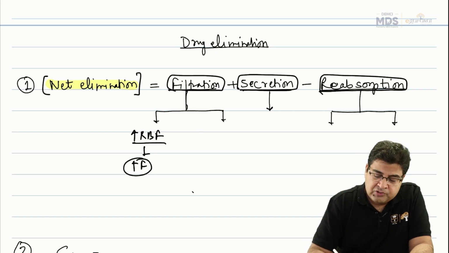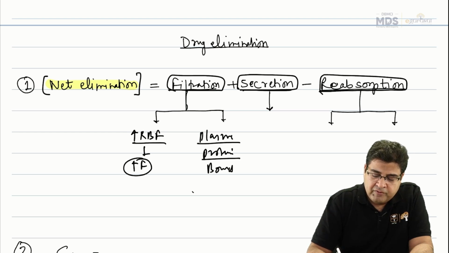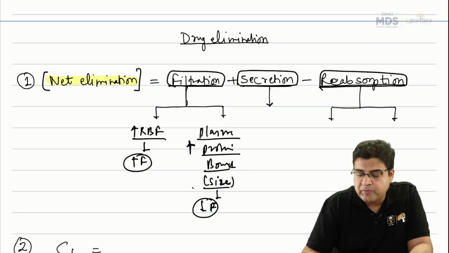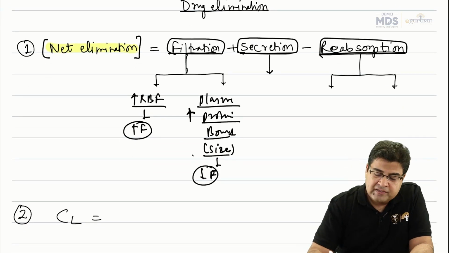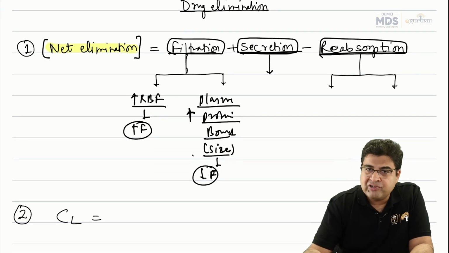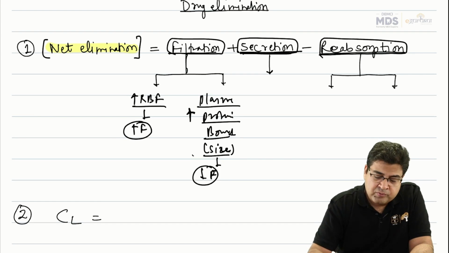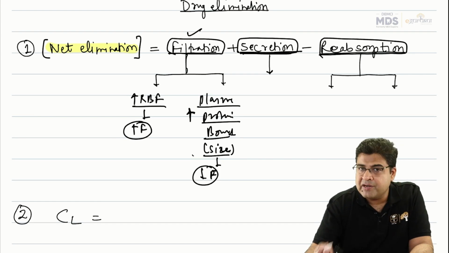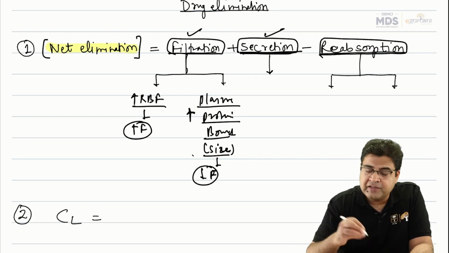Now filtration also depends upon the medicine's plasma protein binding. If a medicine is more plasma protein bound, the size of the molecule becomes big, so that molecule cannot be filtered out. So filtration is going to be less. Now the medicine secretion: the medicine is secreted directly in the tubule. Some amount of drug is filtered, and some amount of drug is directly secreted in the tubule.